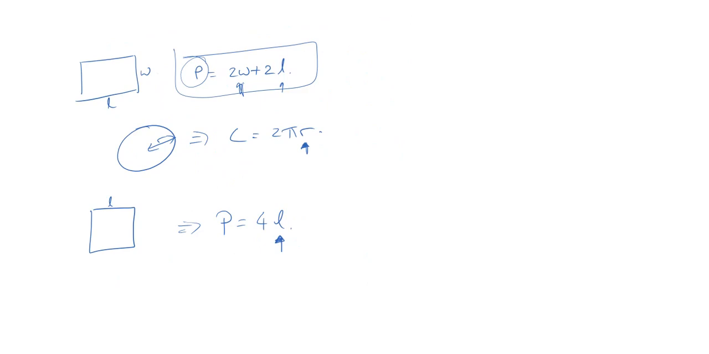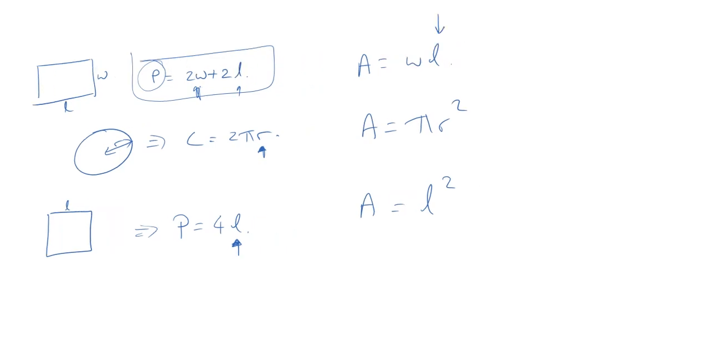Okay, now let's think about some formulas for area, right? Well, the area of that rectangle is WL or LW. The area of a circle is going to be pi r squared, and the area of that square is L squared, L times L. So what do these 3 formulas have in common? Well, they each have a length multiplied by another length, W times L, or in that circle area example, R times R. It's still the same thing.